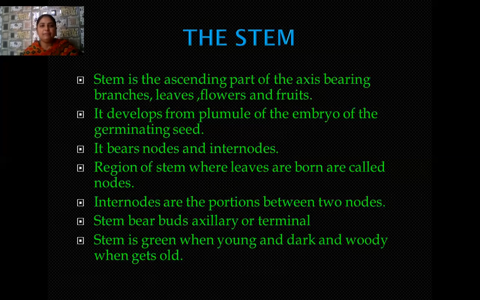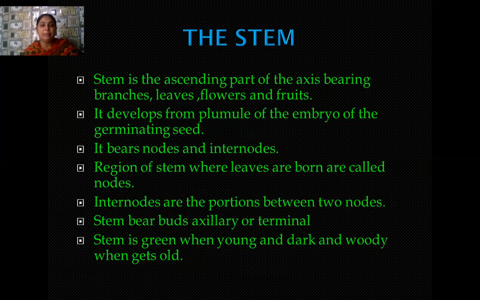So where does this stem originate? As the radicle gives birth to roots later on, similarly there is another organ present in the embryo, known as the plumule. From the plumule of the germinating seed, the stem generally develops. So what is the identifying feature of the stem? A stem always bears nodes and internodes. The regions where the leaves are born are known as nodes, and the portions between two nodes are known as internodes.